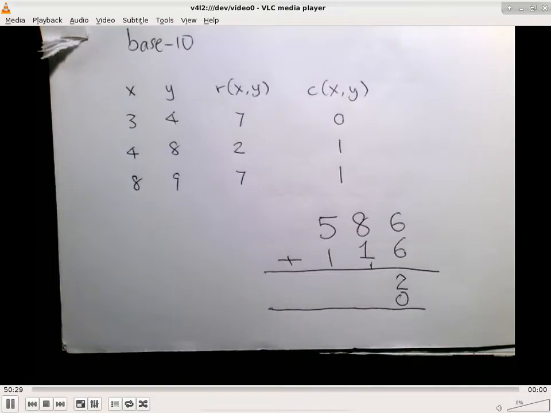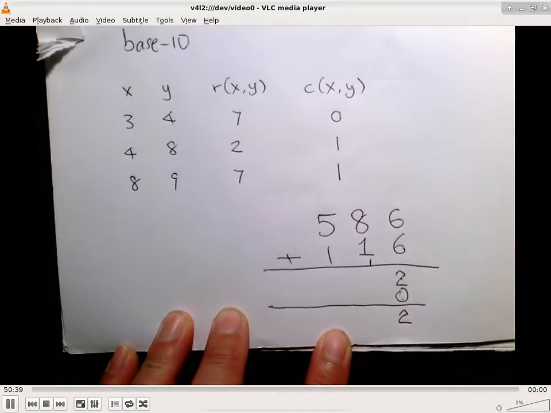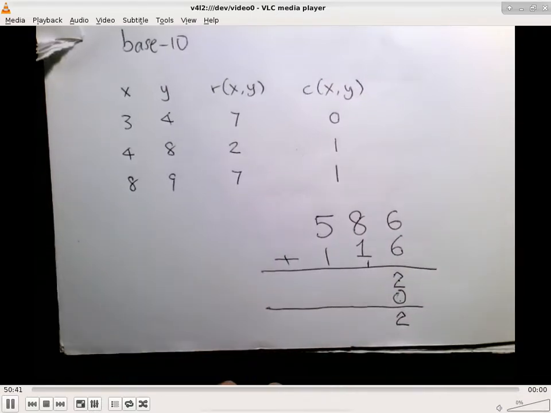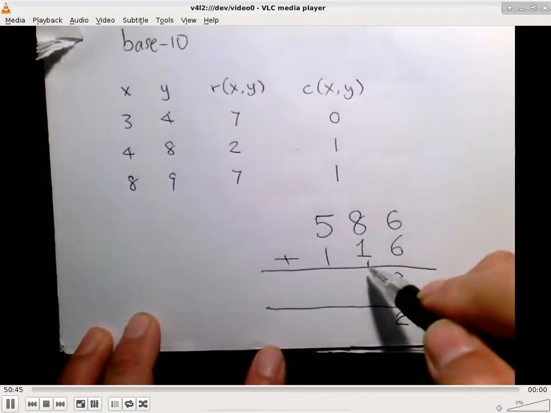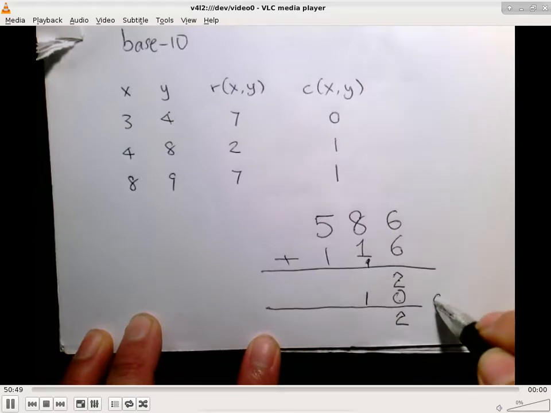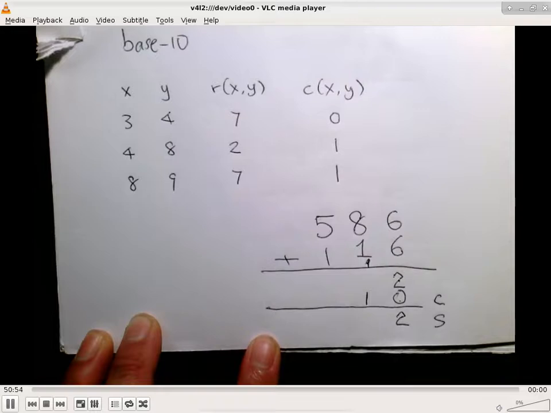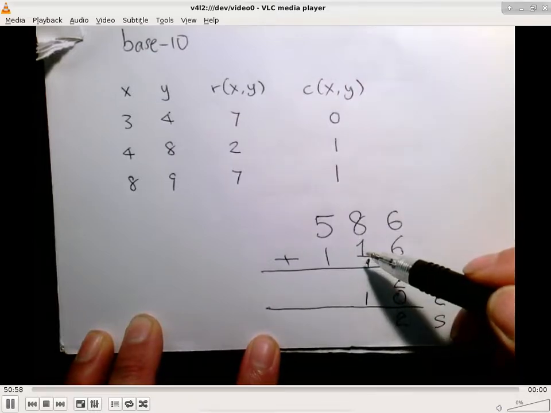It is implicitly there. It's just that most of the time we ignore that, because why would I want to waste time adding a 0 to something? But it is implicitly there. 2 plus 0 is a 2 with no carry. We doing okay so far? Okay. So I'm going to move this carry over here. I'm going to dedicate a particular row for carry, and this is the sum, an intermediate result. Okay. So I move on to the next column.